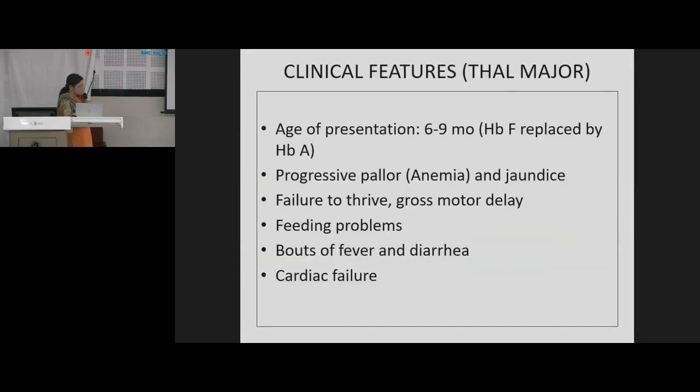The age of presentation is about 6 to 9 months, because we know that fetal hemoglobin is completely replaced by adult hemoglobin by the end of 9 months. So the patient will be presenting with pallor, that is anemia, jaundice, failure to thrive, gross motor delay, feeding problems, bouts of fever and diarrhea, and cardiac failure.